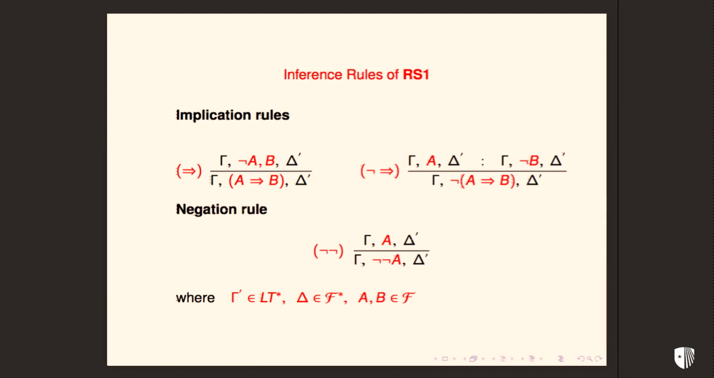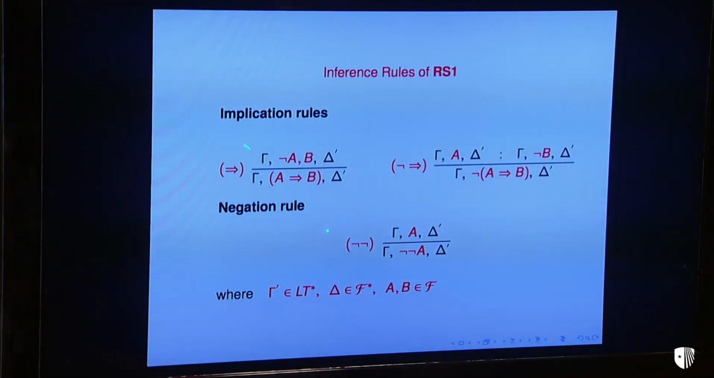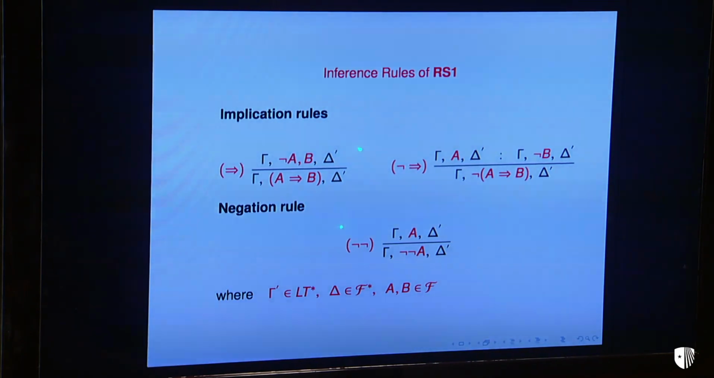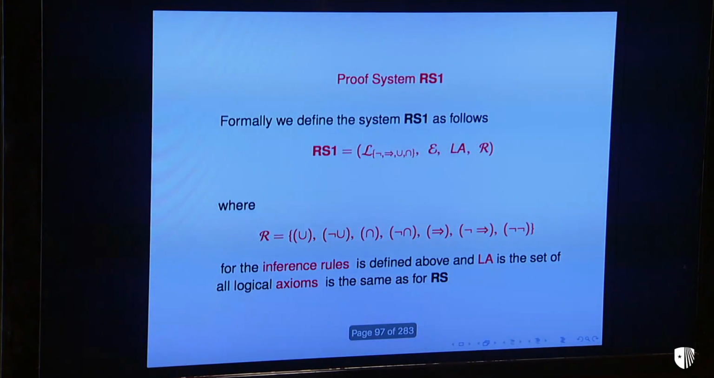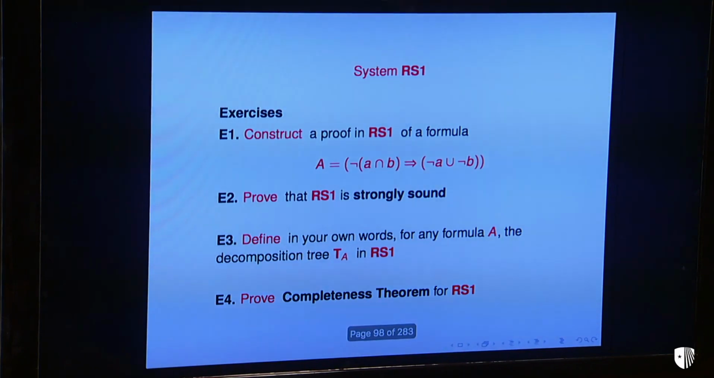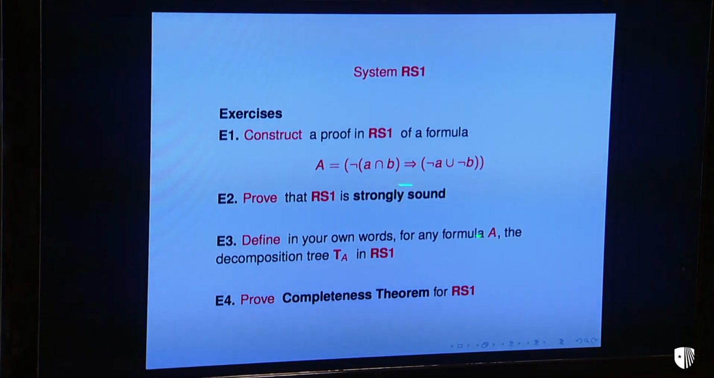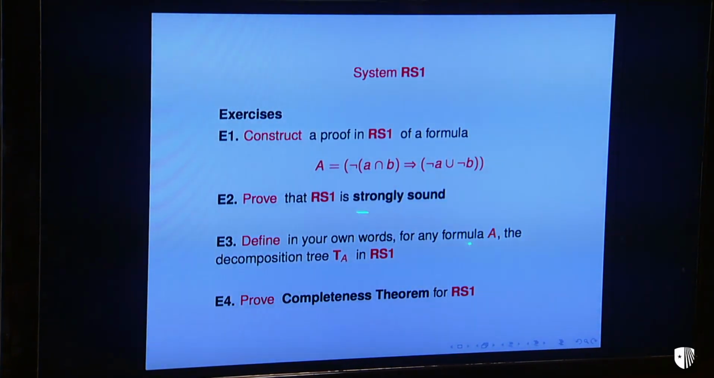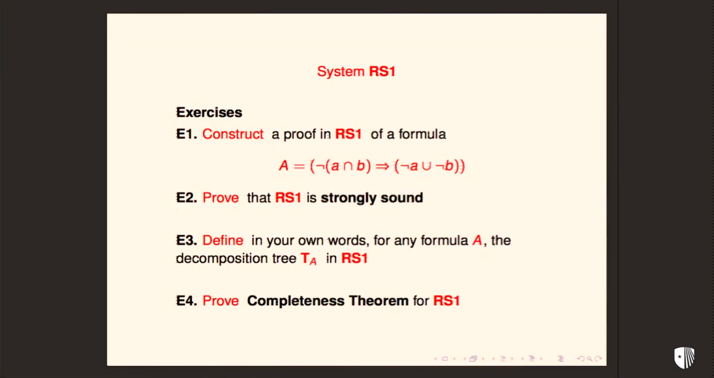So you say gamma, typo. It should be delta prime. You see, gamma now is any sequential formula, and delta prime is a sequence of literals. So this is a different proof system, and construct a proof of the formula. Proof is strongly sound. Define in your own words for any formula the decomposition, and proof of the completeness theorem.